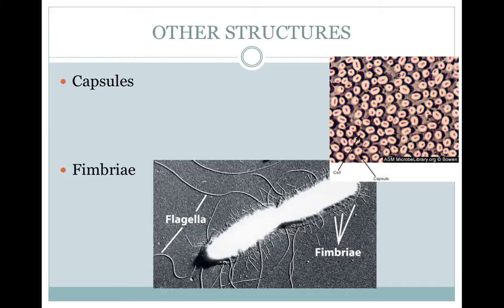Some bacteria have a capsule. This is a sticky layer that helps it to adhere to substances or to each other. Fimbriae, which are also oftentimes called pili, or the single form is fimbria, are short projections. They are also for sticking to things and for sticking to each other.